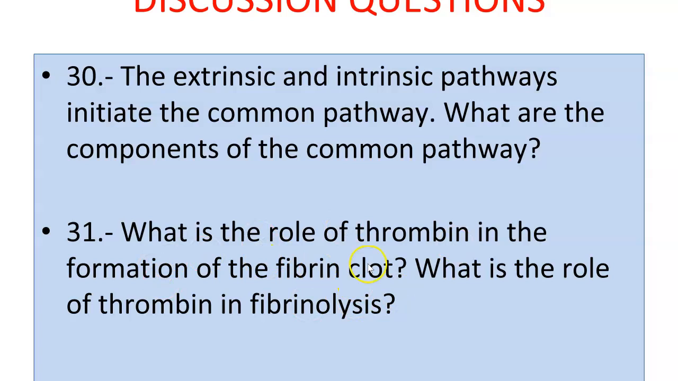And the role of thrombin in the formation of the fibrin clot and in fibrinolysis. Okay, so that concludes this portion of the PowerPoints.